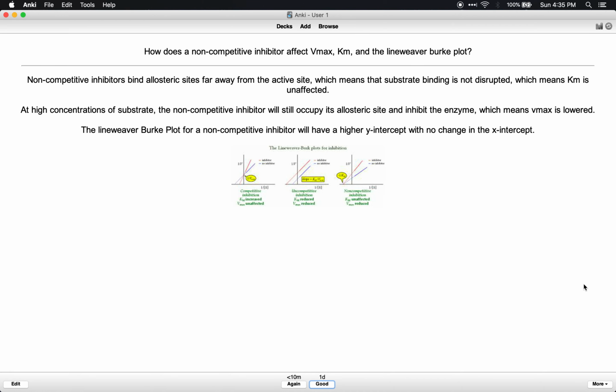Oh, nope. Non-competitive. How do I memorize that? Non-competitive binds to allosteric sites. Non-competitive, allosteric site. Non-competitive allosteric site. Yeah, I don't know. Non and allosteric, those two don't mean anything.